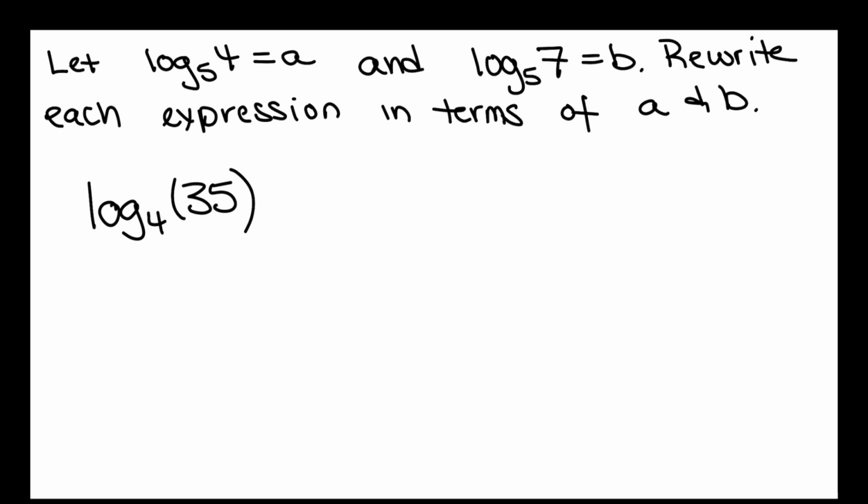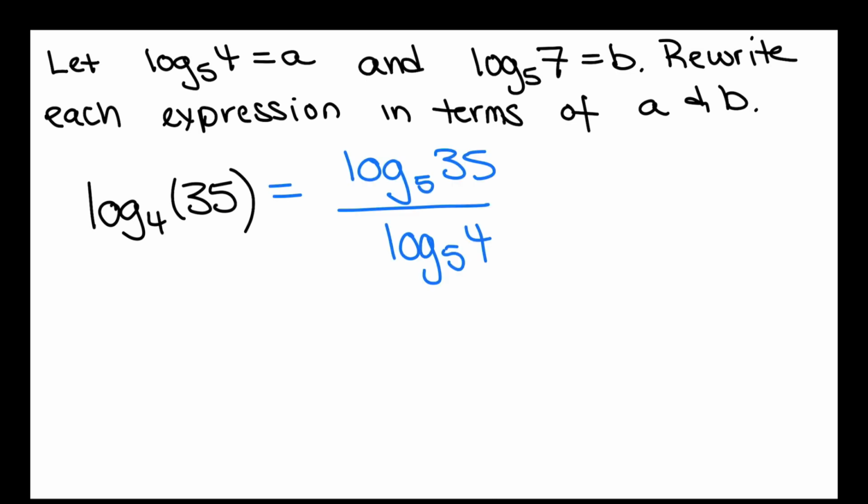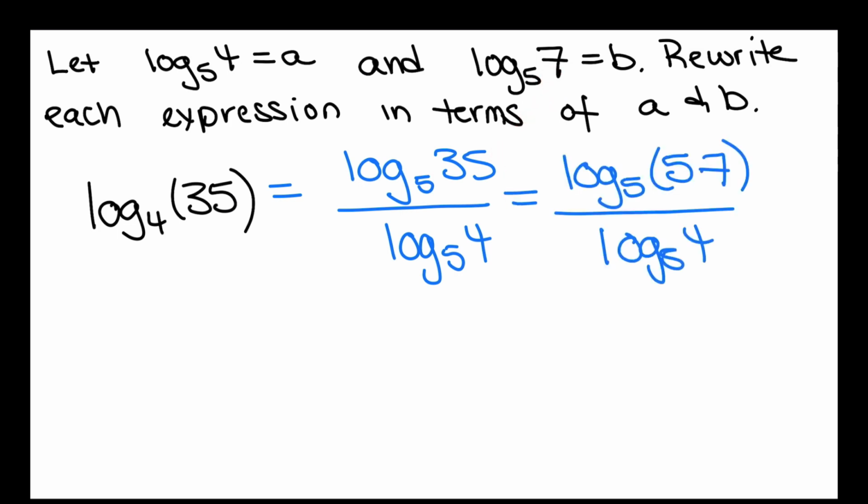Here's another one. Log base 4 of 35. So I'm going to start the same way. I want to change this to base 5. So this becomes log base 5 of 35 divided by log base 5 of 4. I know what log base 5 of 4 is. It's a. But let's see if we can deal with this log base 5 of 35. If I can turn that 35 into a 7, that would be helpful. And in fact, 35 is 5 times 7.